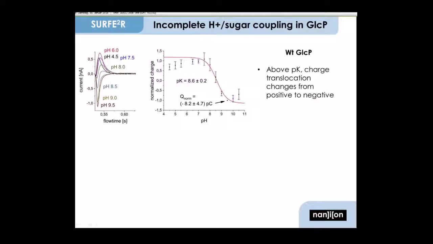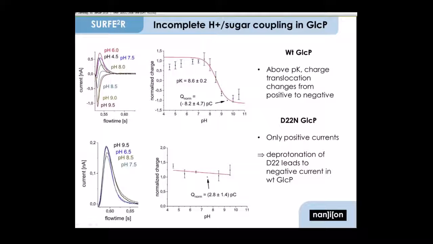From literature, we knew the proton binding site in GLCP should be D22. So we used a mutant with a mutated proton binding site and found that the currents for all investigated pH values are positive and no pK can be observed anymore. This shows that the deprotonation of D22 is responsible for the switch in polarity of the signals in wild-type GLCP at pH 8.6.